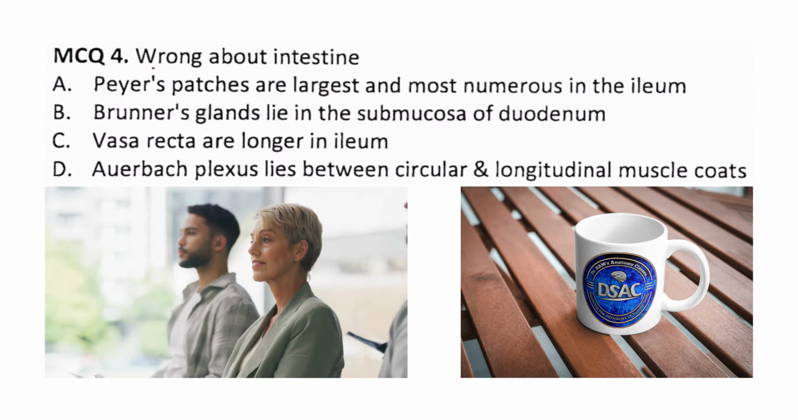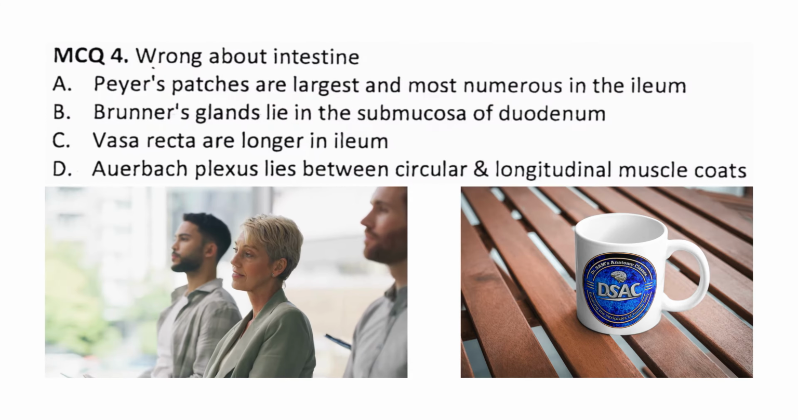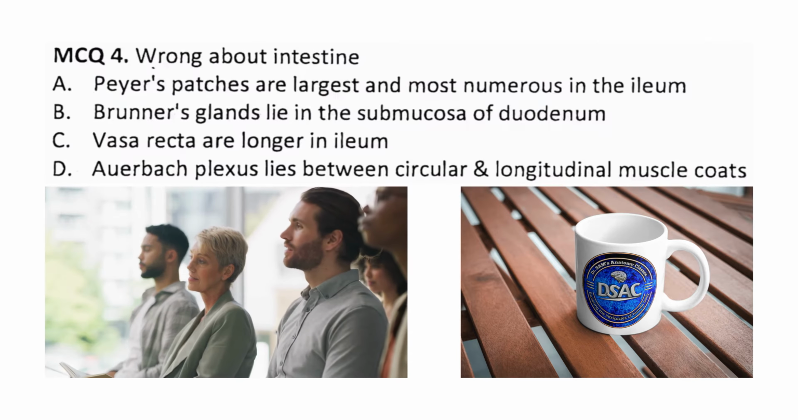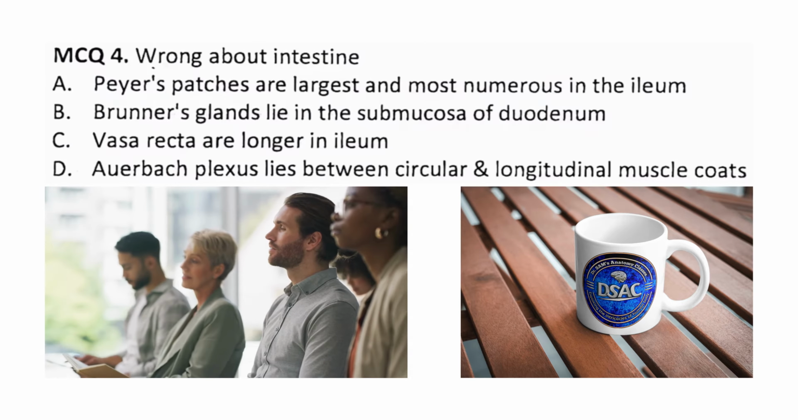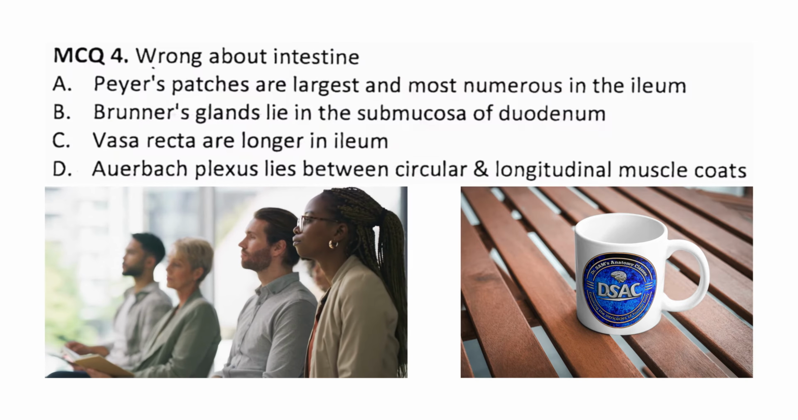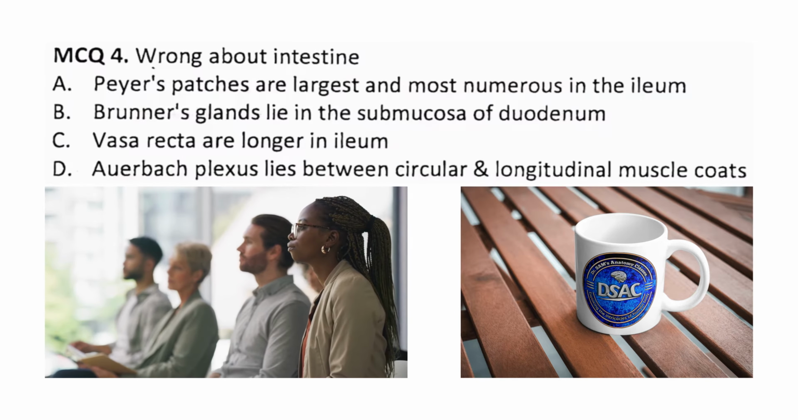Question number 4 is wrong about intestine. Peyer's patches are largest and most numerous in the ileum. Brunner's glands lie in the submucosa of the duodenum. Vasa recta are longer in ileum. Auerbach's plexus lies between circular and longitudinal muscle coats, which is a wrong statement. This question is actually about the microanatomy of the small intestine.